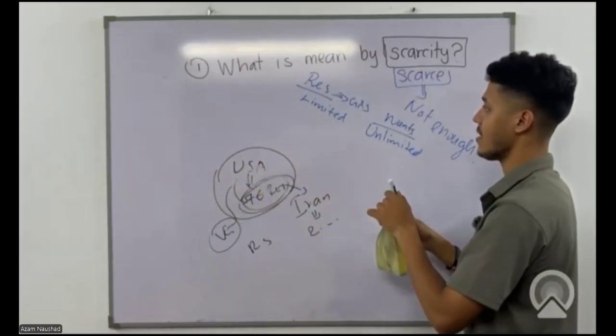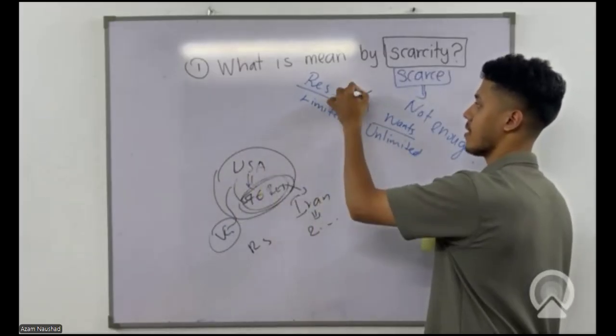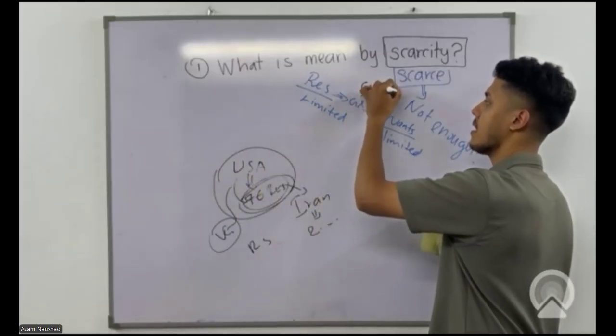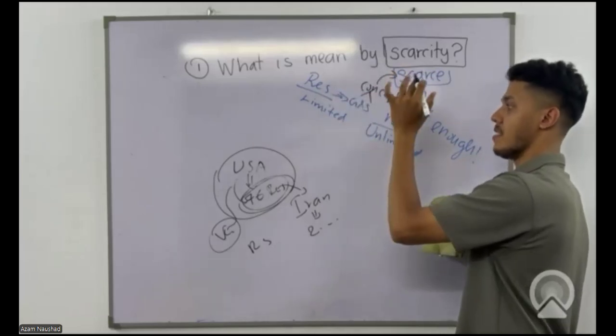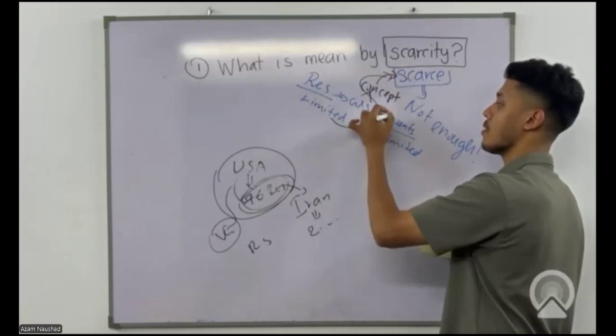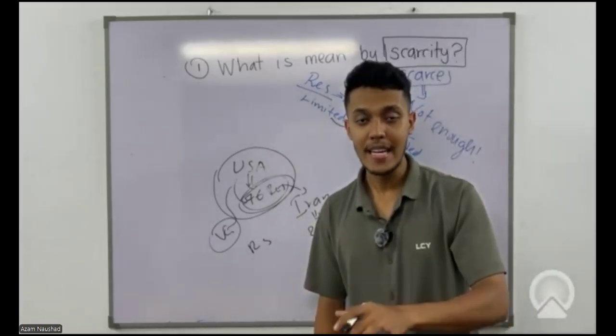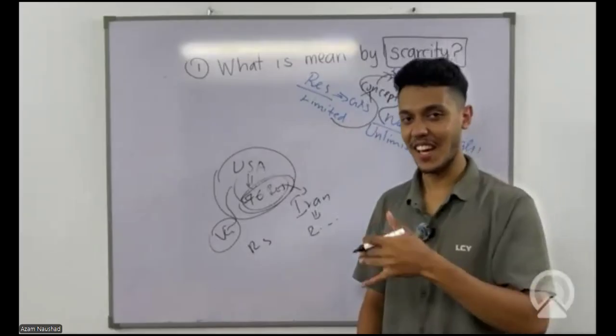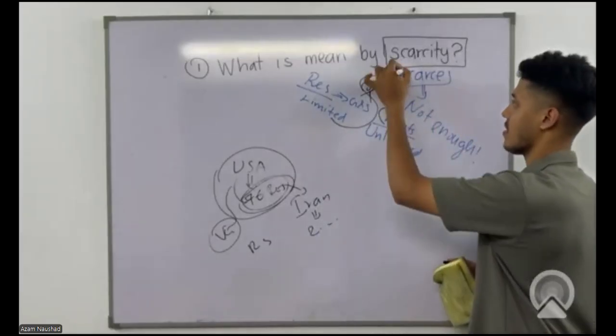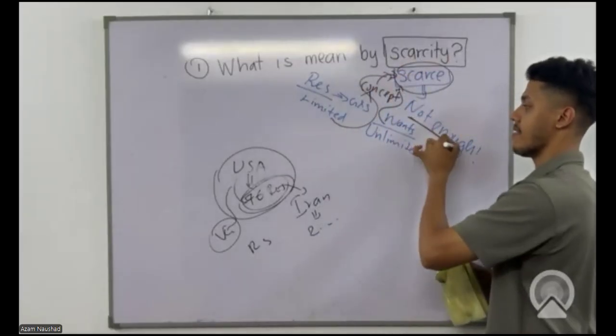So we are addressing this particular concept as scarcity. Simply, resources are limited because of unlimited wants. So we are saying it as scarcity, right? Not paucity, it's scarcity. Resources are scarce, not enough.